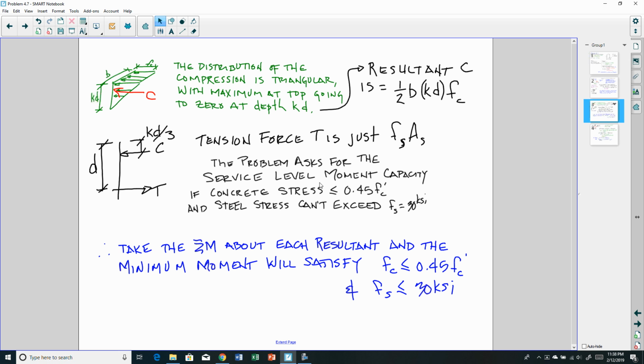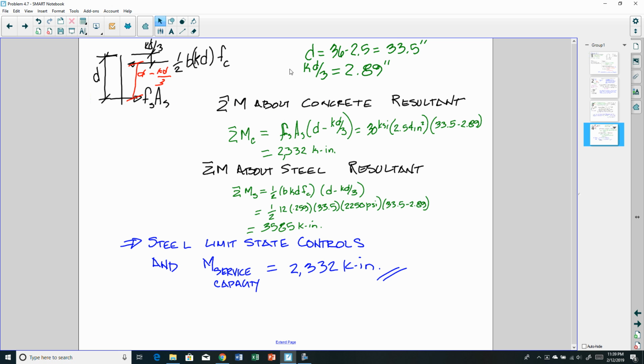The problem's asking for the service level moment capacity where the concrete stress is not to exceed 0.45 f'c, and the steel stress cannot exceed 30 ksi. So we take the sum of the moments about each resultant, and we want the maximum moment that satisfies fc less than 45% f'c and fs equal to 30 ksi. Doing that, our effective depth is equal to the full section height minus the distance to the reinforcement from the tension fiber. We have an effective depth of 33.5, multiplying that by the 0.259 k value that we had, dividing that by 3, that gives us our moment arm from the extreme compression fiber for our compressive resultant force.